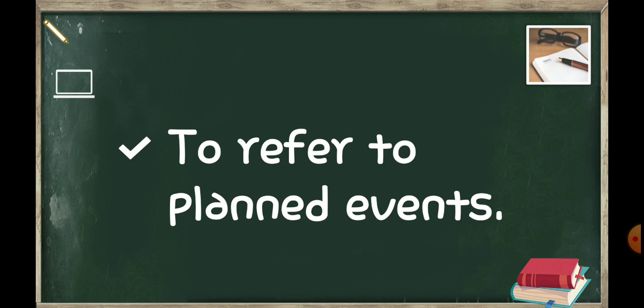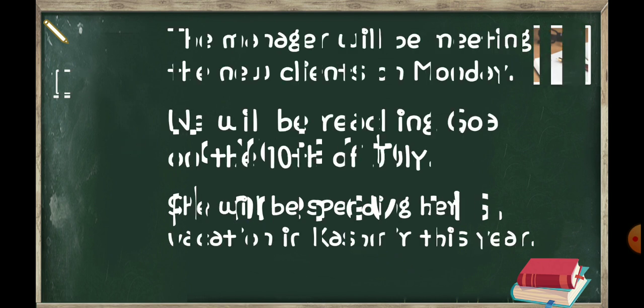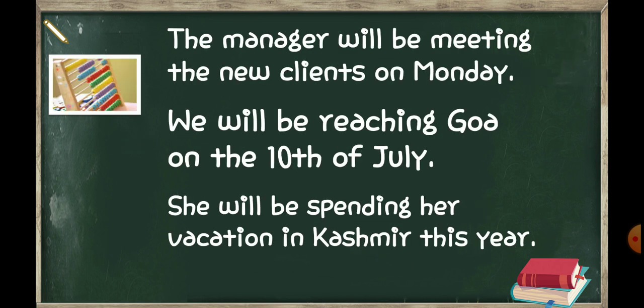If you see the examples, you'll get a clear picture. The manager will be meeting the new clients on Monday. So it is already decided by the management that the manager needs to do this work on Monday. So he'll be meeting the new clients. That is his work on Monday. He'll be doing that. It is already planned and decided.